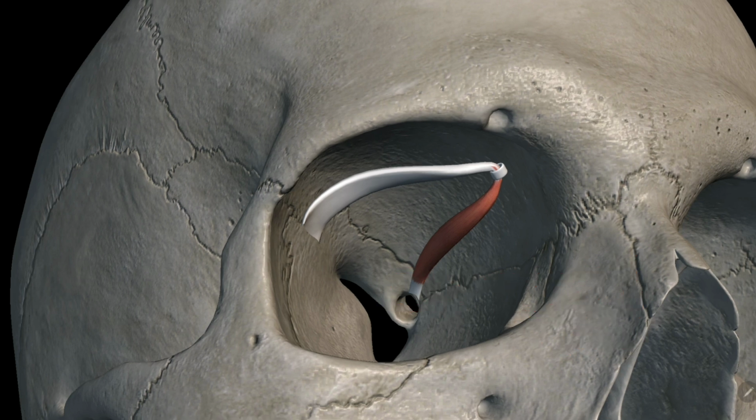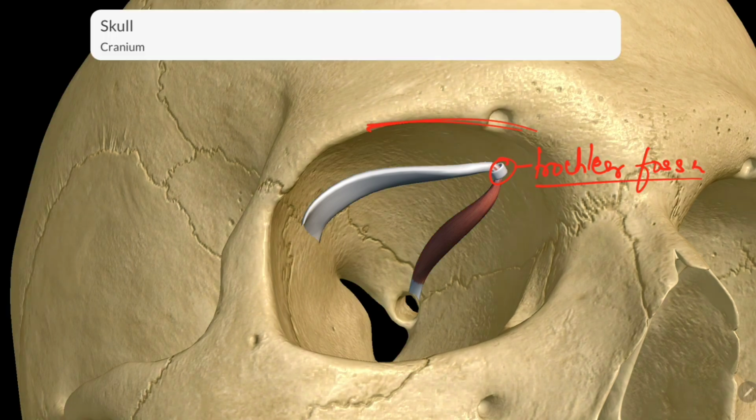One important feature of the superior oblique is that there is a kind of pulley present on the trochlear fossa of the frontal bone. This one is the frontal bone, so there is a trochlear fossa, and on this there is a pulley. The superior oblique passes through the pulley and gets inserted.